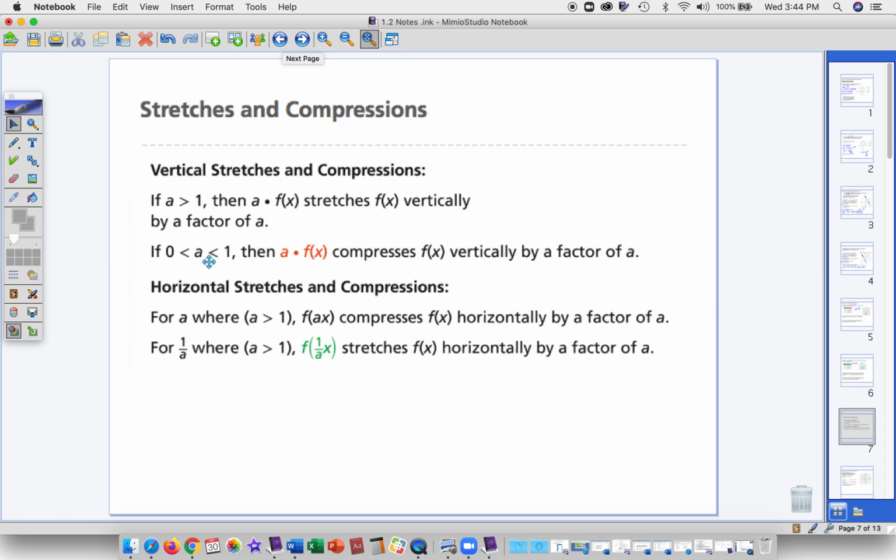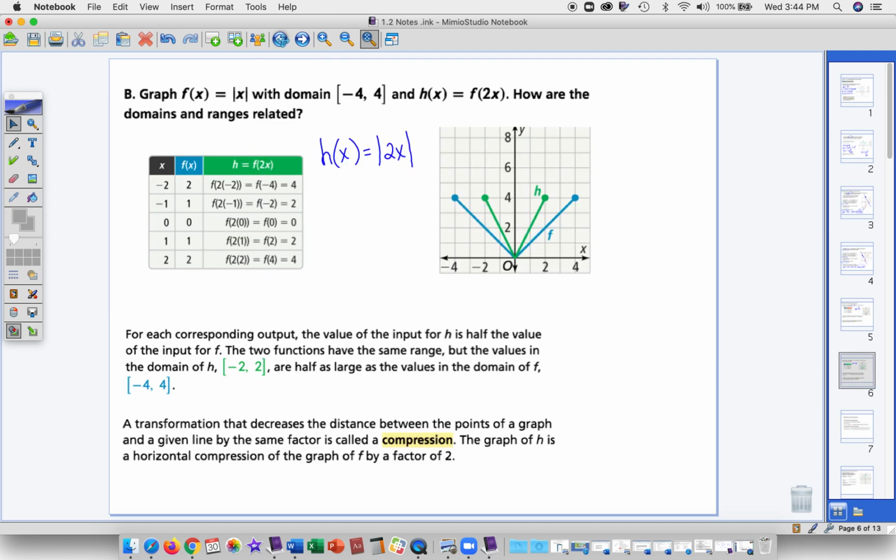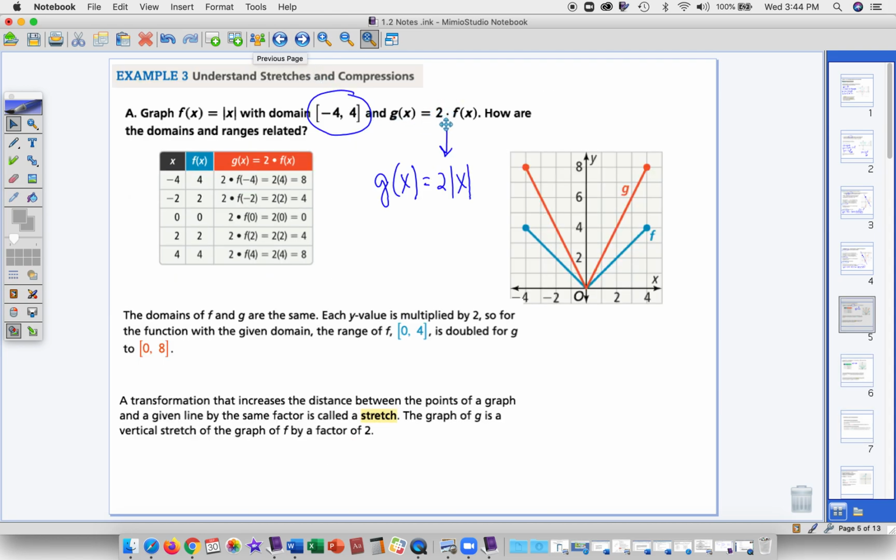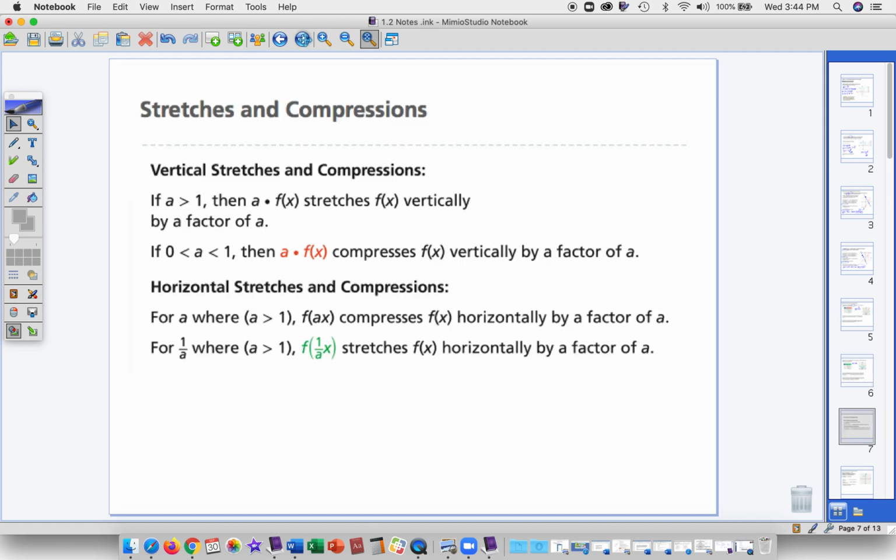If the value of a is between 0 and 1, then think about it this way. For instance, if this were a half, I'm taking half of all the y values, so I'm not making them larger, I'm making them smaller. That would actually bring the y values down, right? And we call that a vertical compression. So greater than 1, vertical stretch. Between 0 and 1, it's a vertical compression.